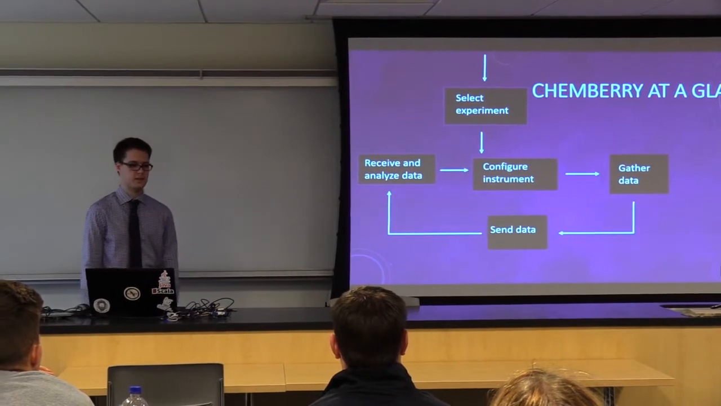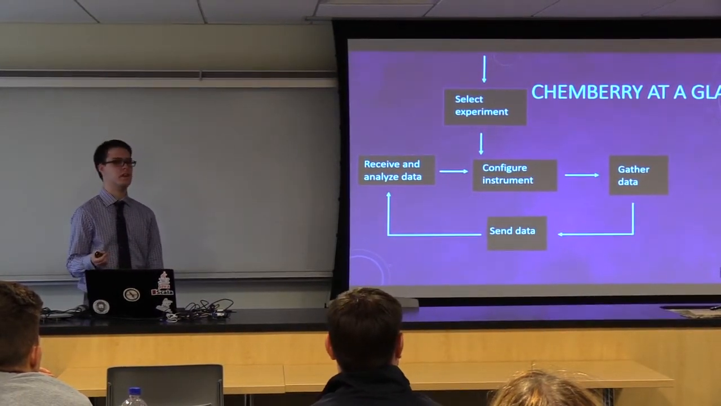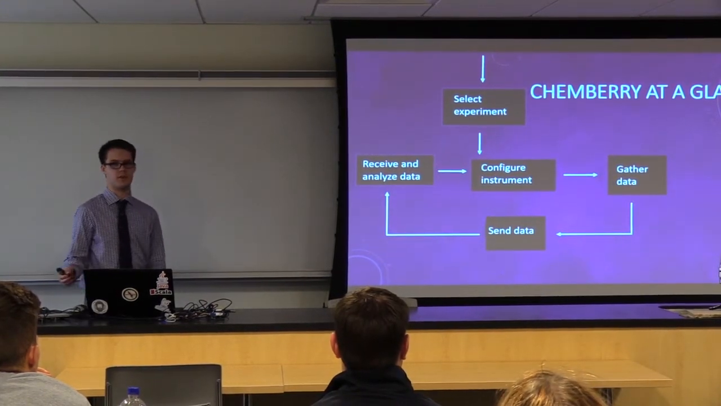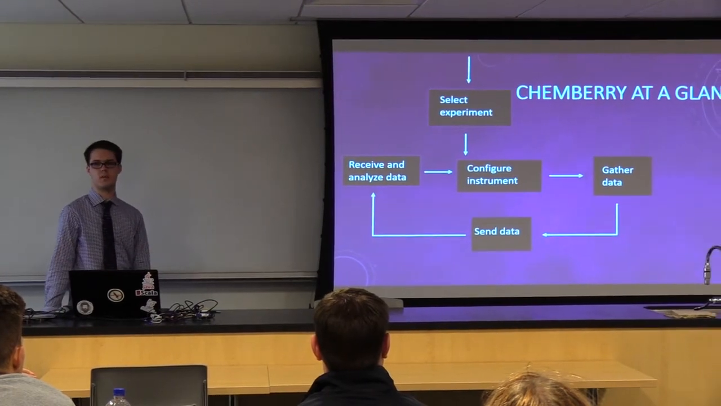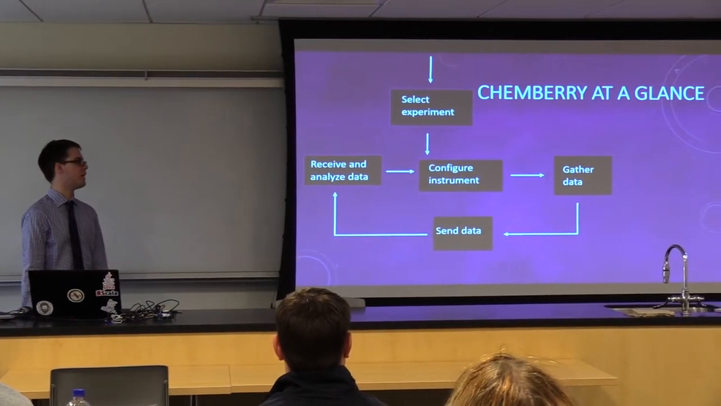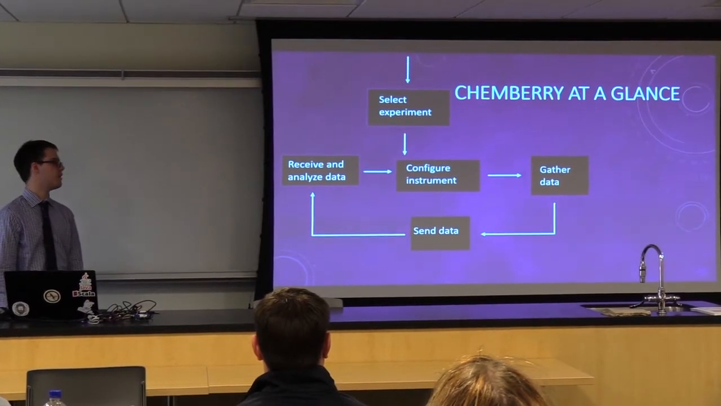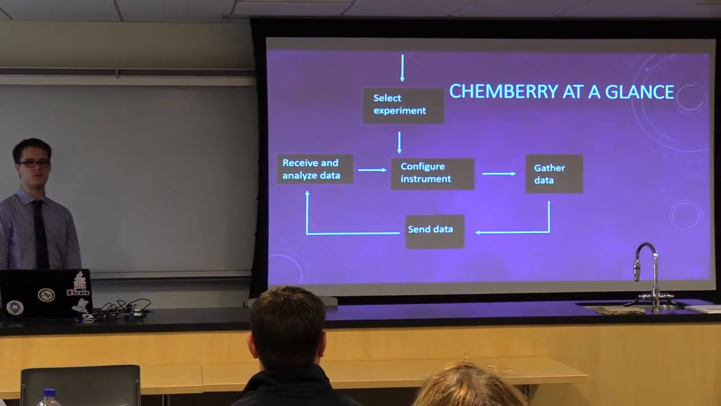At a glance, this is the flow of the program, and there are actually two programs running. This is the one that's running on the student's CHEMBERRY, and there's a separate one that's being run by the professor on their machine. So on the professor's machine, they will select an experiment. This is optional, but they will select an experiment that they're doing in the class that day. And that experiment will be broadcasted to all of the students in the classroom.